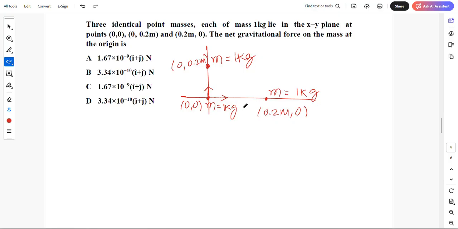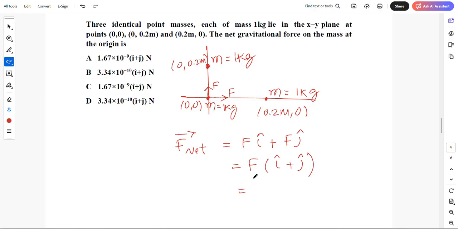Let us say this force. The forces will also be equal here because they have the same masses, same point. This is F, and this is also F. What will F net be equal to? F net will be equal to Fi plus Fj. This is towards the x-axis and this is towards the y-axis. Now I can take F as common, i plus j.